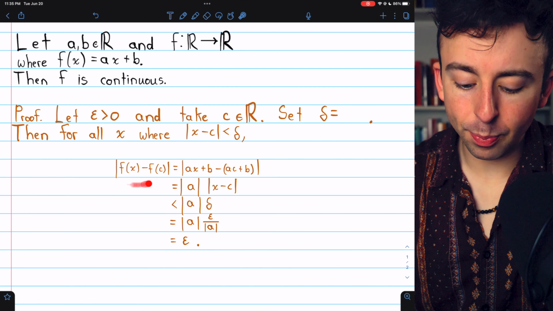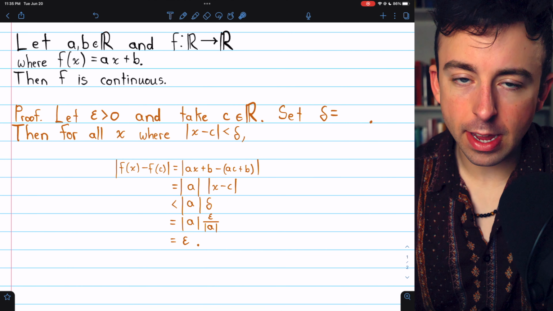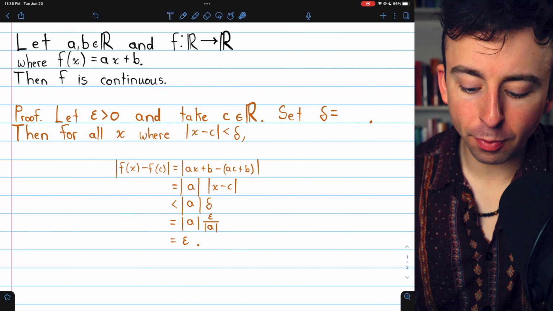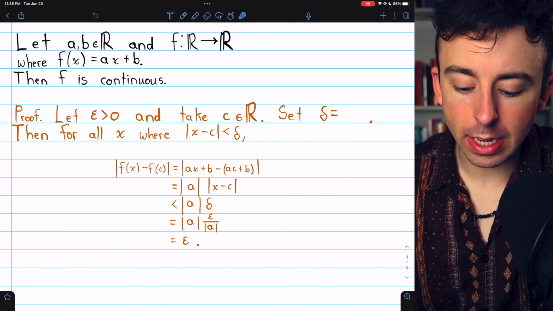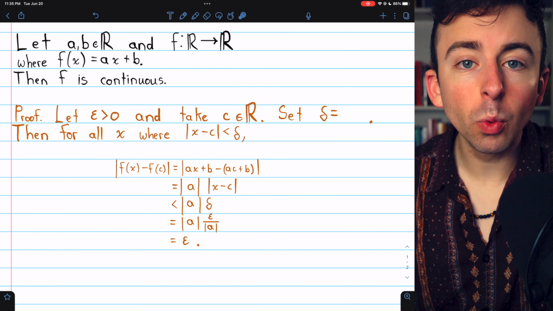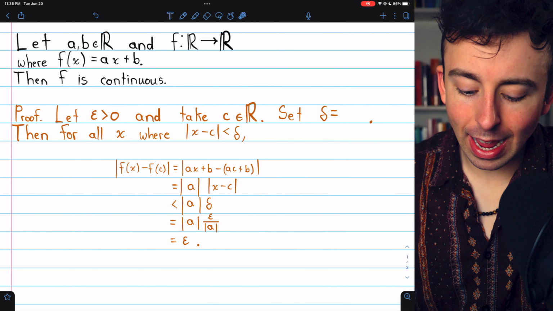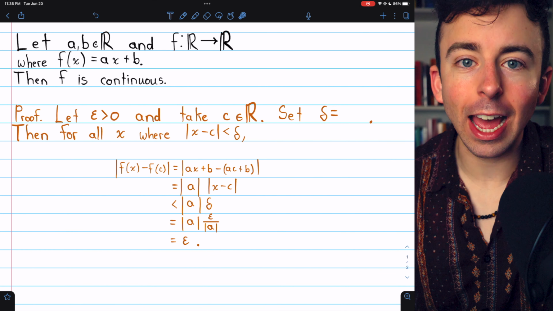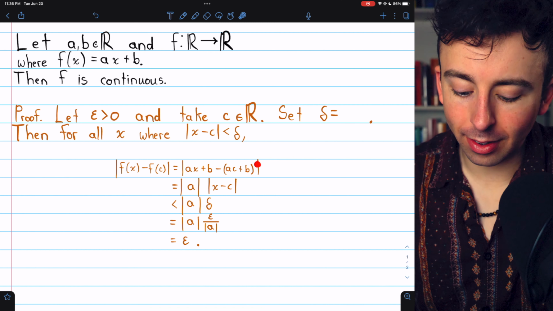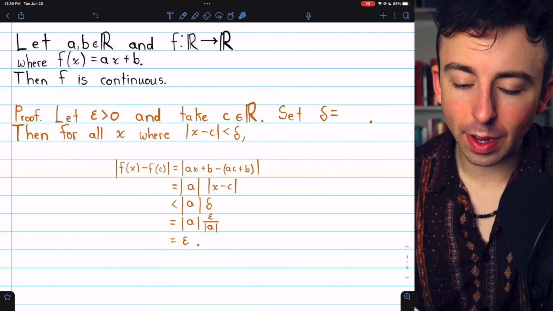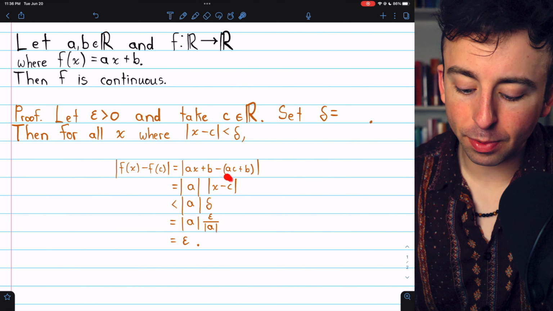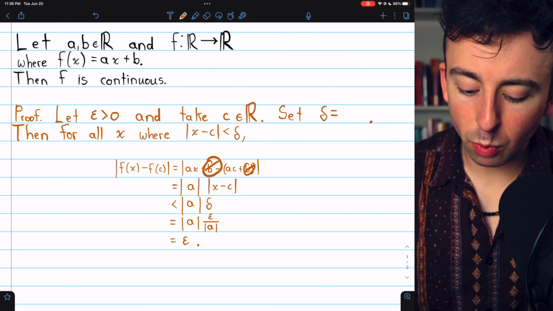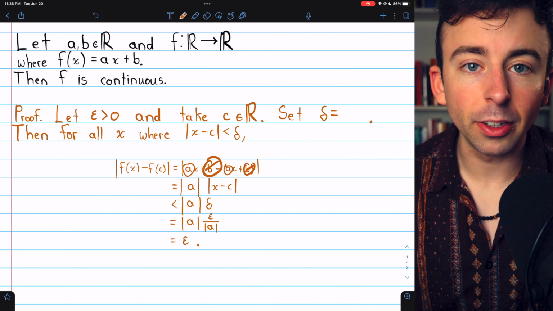Well, the distance between f of x and f of c, by definition of the function, will be the distance between ax plus b and ac plus b. The b minus b will cancel out. Then we can take the factor of a out as long as we keep it in absolute value bars. So this is equal to the absolute value of a times the absolute value of x minus c. Again, the b's here canceled out, and we just factored out the absolute value of a.